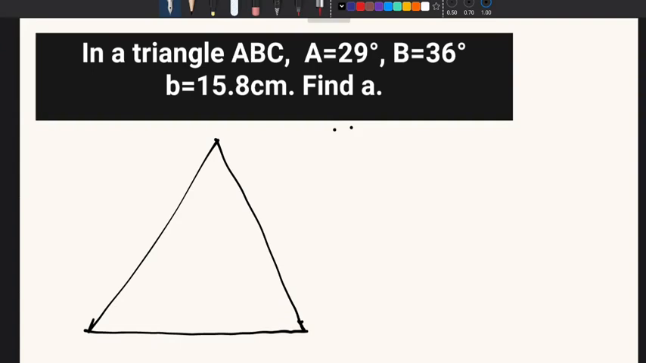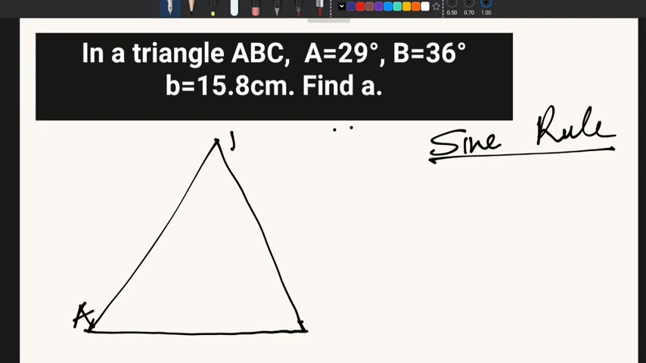In a triangle ABC, A is 29, B is 36, and small b is 15.8 centimeters. Find A. This is one of the parts of the SINE rule in trigonometry. And in labeling the triangle, it is started from A, B, C. So in the ABC we label like this: A, B, C.